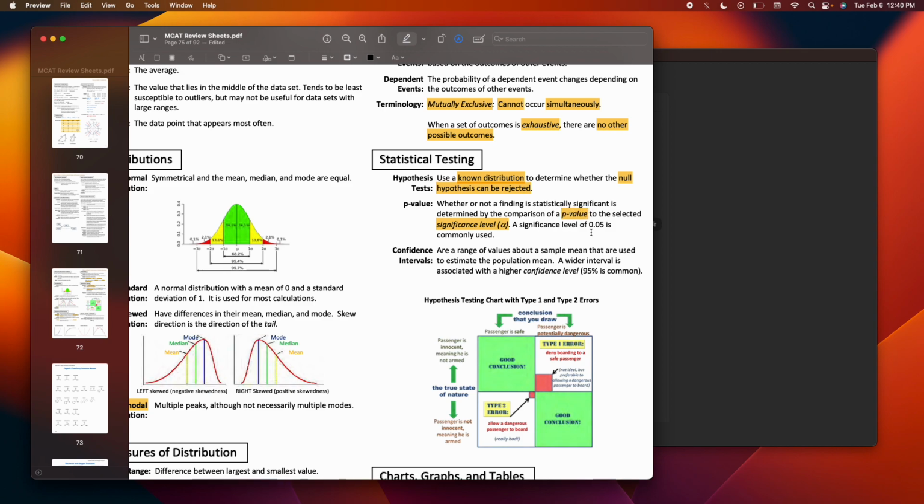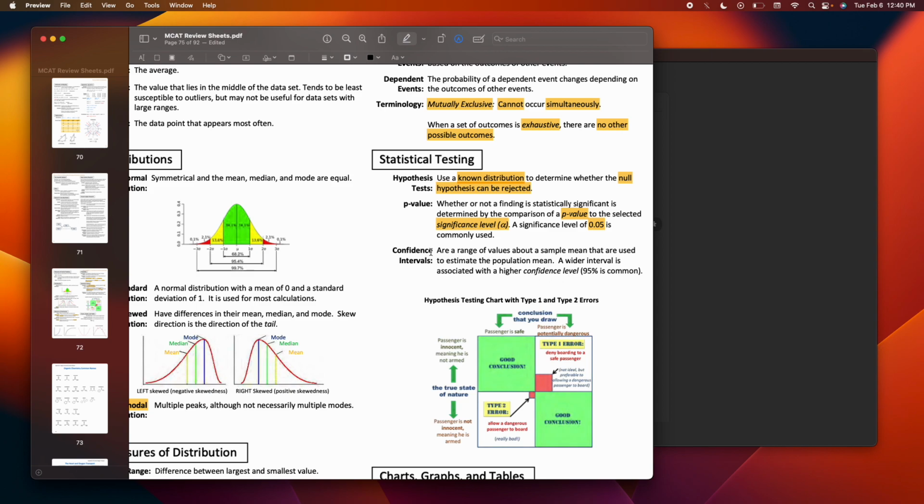A significance level of 0.05 is commonly used. This shows that the outcome that you got from the research, for example, is 95% reliable. That's what it means, I believe. So let's see it here.